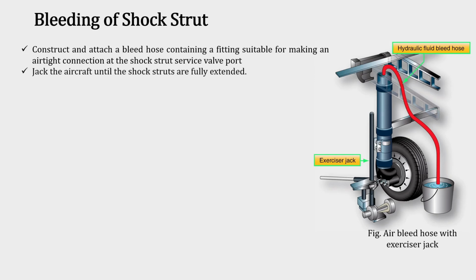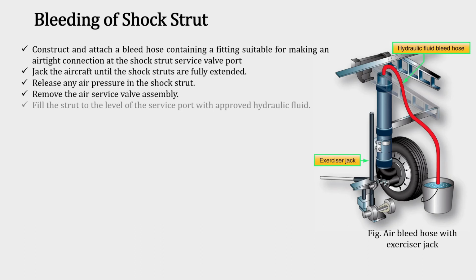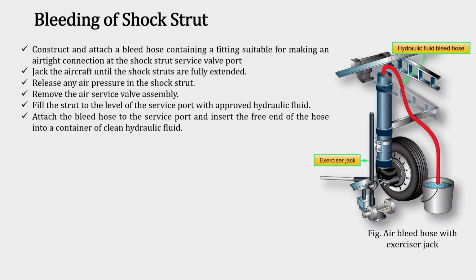Jack the aircraft until the shock struts are fully extended. Release any air pressure in the shock strut. Remove the air service valve assembly. Fill the strut to the level of the service port with the approved hydraulic fluid. Attach the bleed hose to the service port and insert the free end of the hose into a container of clean hydraulic fluid. The hose end must remain below the surface of the fluid.